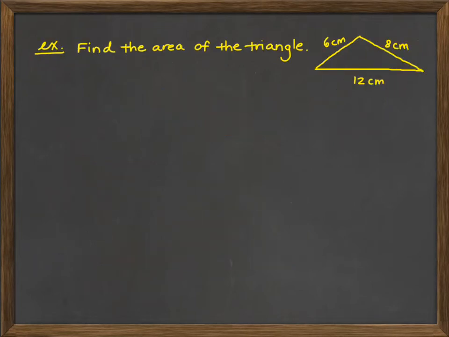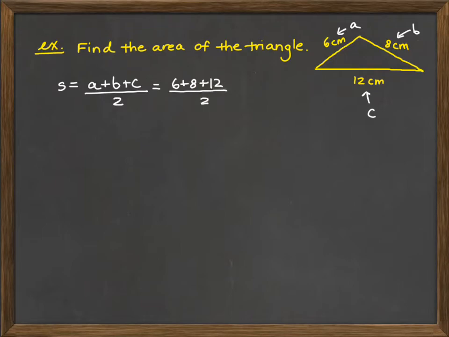We want to find the area of the given triangle, and we've been given three sides. What I would suggest for these types of problems is starting out by finding the semi-perimeter and then putting that number into Heron's formula. So here we go. The semi-perimeter, recall, is (A plus B plus C) over 2. If we substitute, let's let 6 be A, let's let 8 be B, and let's let 12 be C. We get (6 plus 8 plus 12) over 2, which is 26 over 2, which equals 13. Okay, so we have our semi-perimeter.